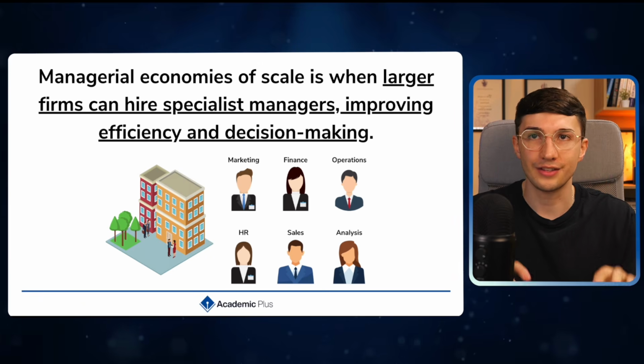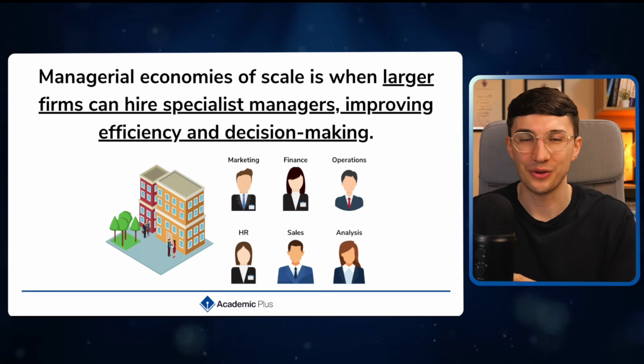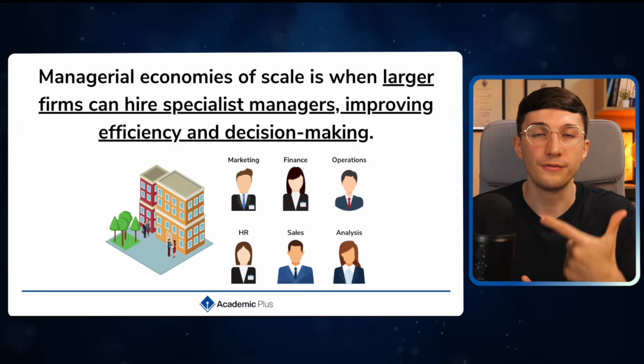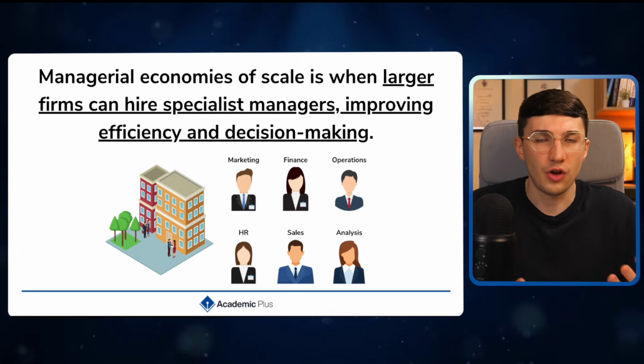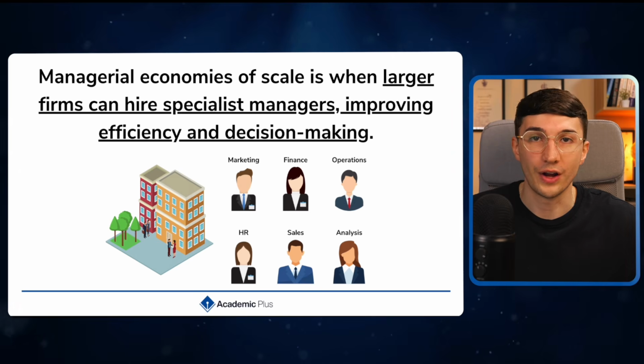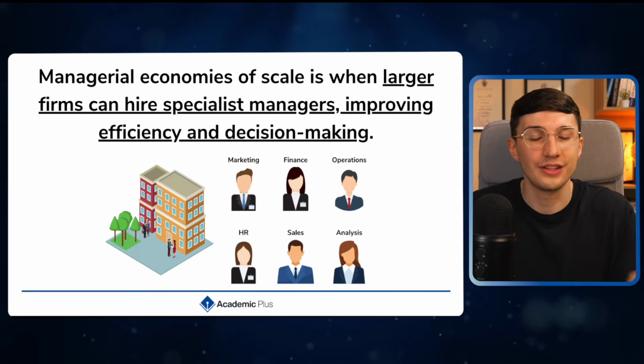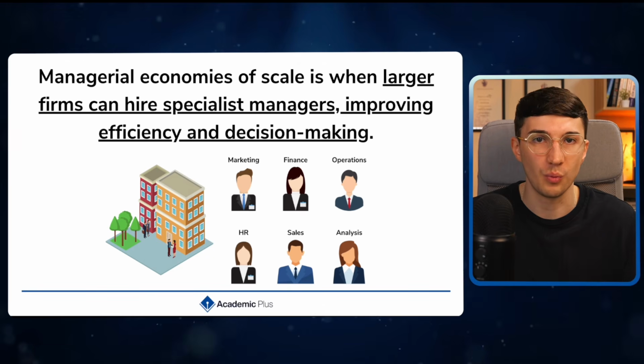And what you'll find is that these managers are a lot better in those functions than the founder would be. So they improve the overall efficiency of that function. So they start making better decisions because they've got more expertise. And what starts to happen is that the business utilizes its resources in more efficient ways.